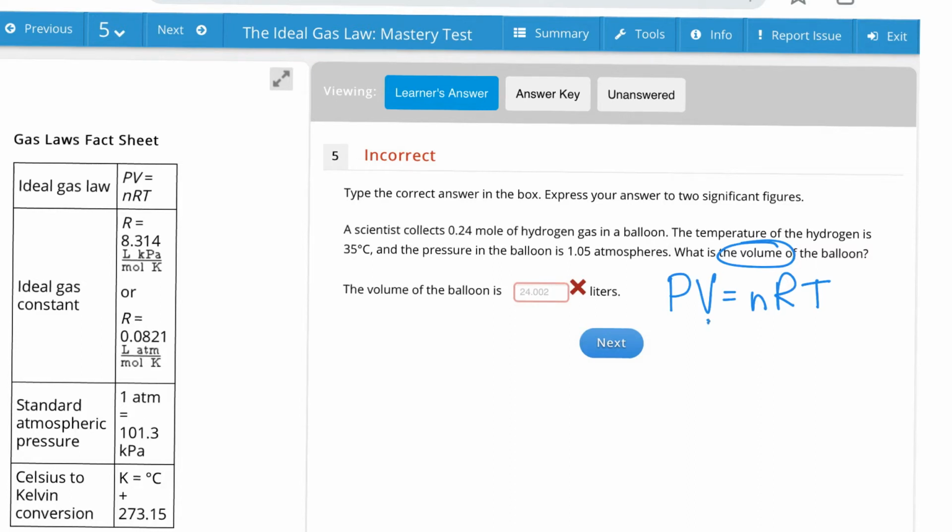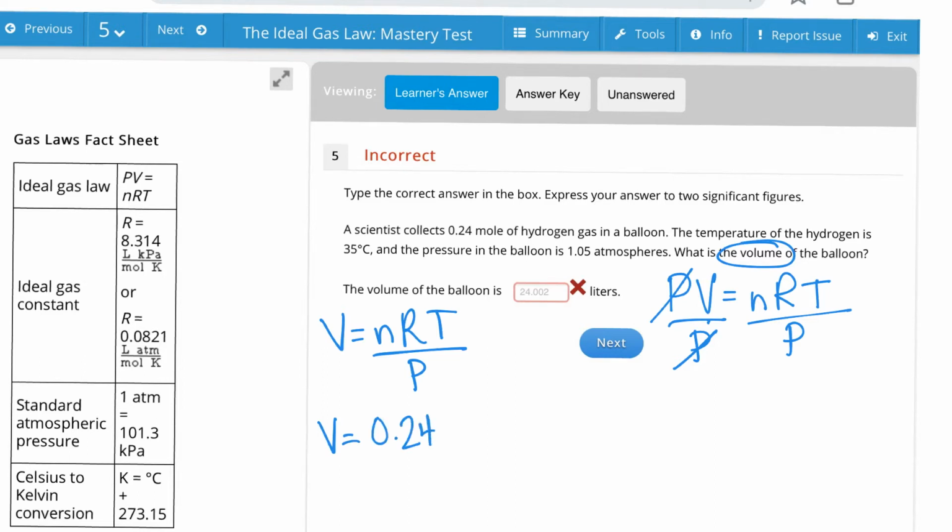We need just this. Got to get rid of that P. It's being multiplied by the V, so I'm going to divide both sides by the pressure. And so now my new formula is volume equals nRT divided by P. So I'm just going to plug these in.